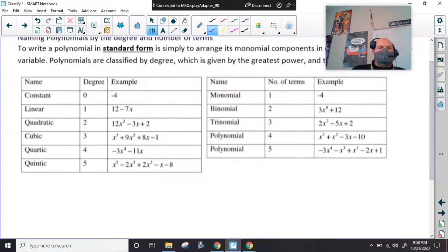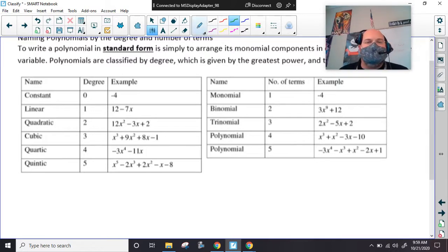So here's the big thing. There are 2 ways we can classify a polynomial: by the degree and by the number of terms. There's a reason we're looking at the degree, because we're going to start naming something else after that to follow up with our polynomials. If it just has a number and no variable, it has a degree of 0. If it just has x to the first, this is linear.